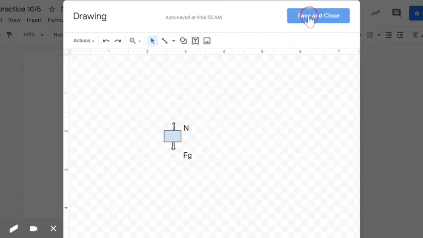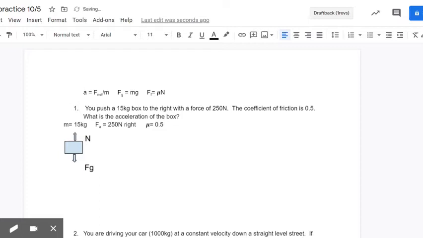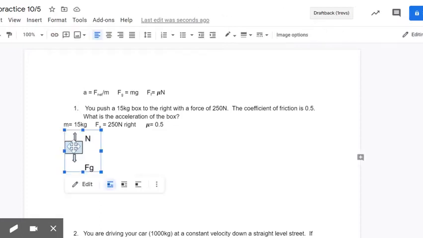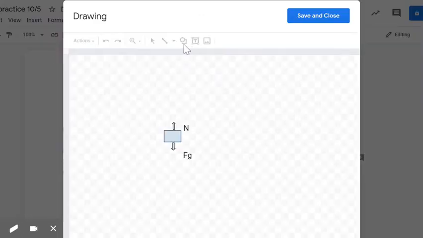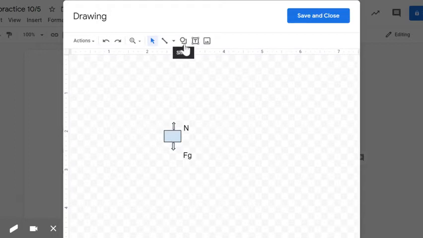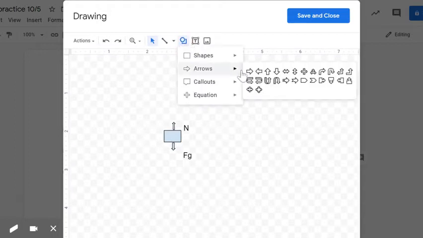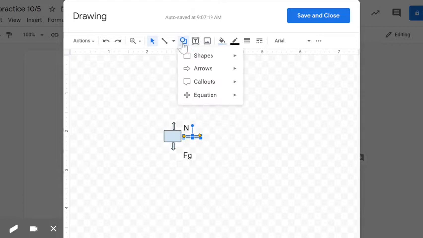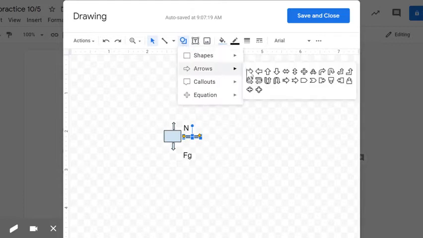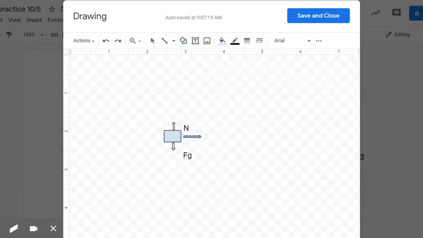And now I have to go back and see which way I pushed it because I forgot. It said it was being pushed to the right. So I'm going to double click on my drawing. I know my FA is to the right. So I'm putting an arrow to the right. And then I know that my friction has to be to the left, because we said there's a coefficient of friction. I have a friction to the left.